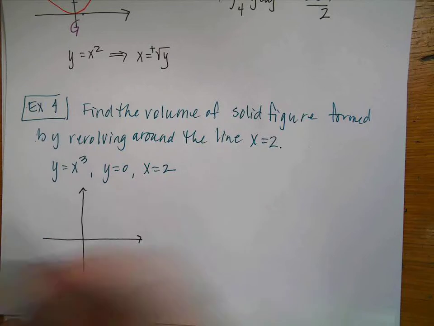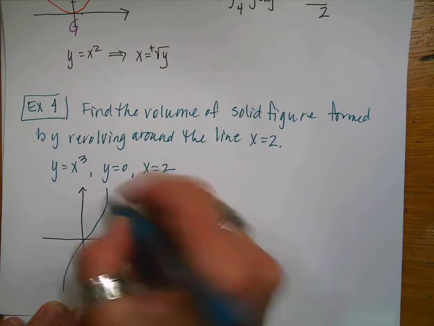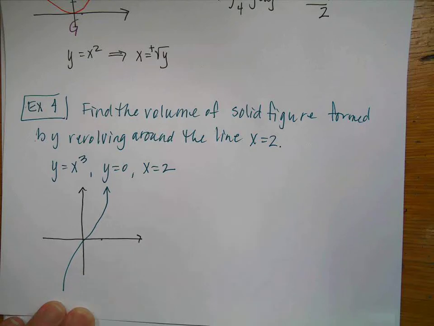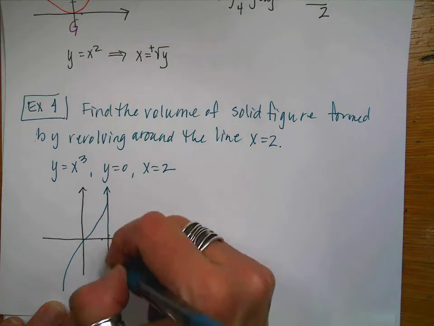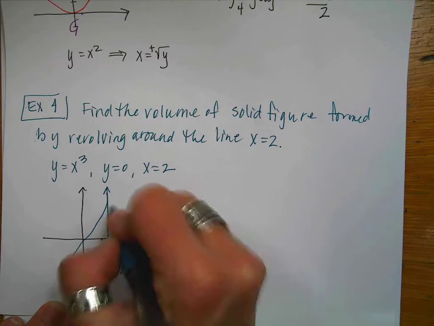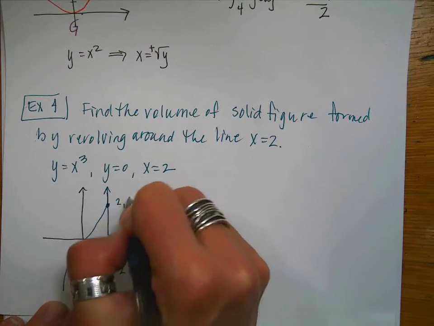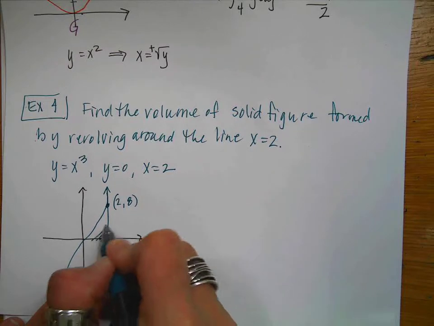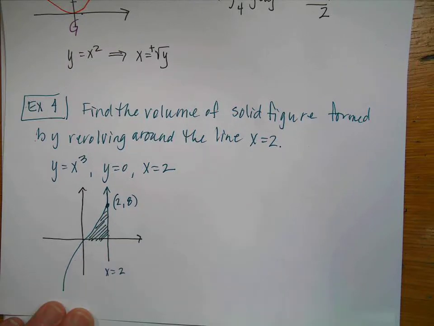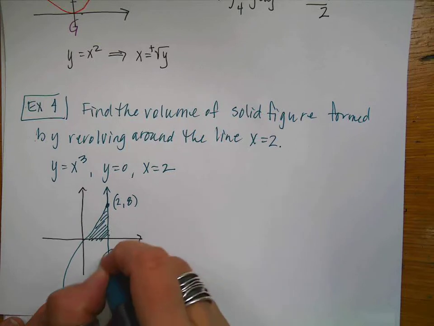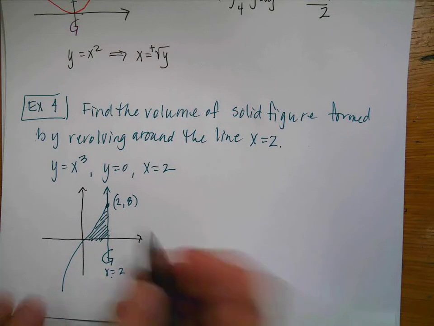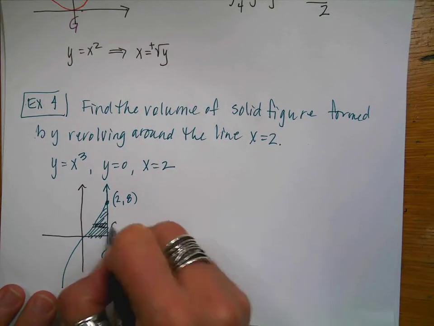So as I graph this, here's my axis. I have y is equal to x cubed, which is this guy, okay? And then I have y is equal to 0 and x is equal to 2. So if this is the vertical line, x is equal to 2, that point is going to be 2, 8, because 2 to the third is 8. And so this is going to be my region that's being revolved, and I'm going to revolve it around the line x is equal to 2. So this is a cool situation because my vertical axis has moved.